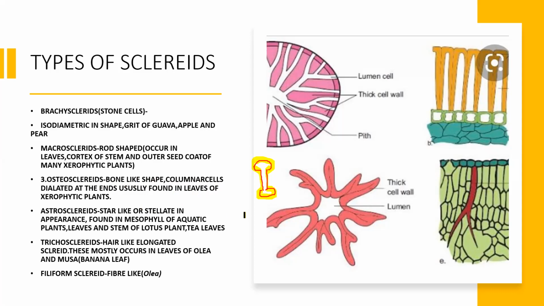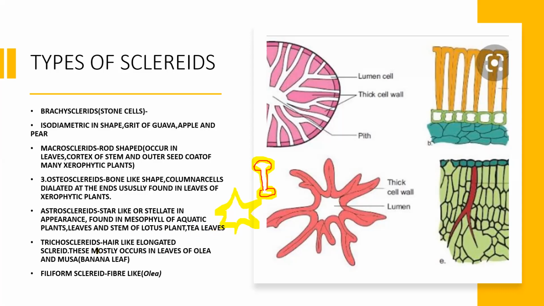Now, if it is star shaped like this, we can see here, this is star shape. The pink color is showing thickening. If it is star shaped, then it is called asterosclereid, and usually found in aquatic plants and in the mesophyll tissue of aquatic plants, in leaves and stems of lotus, nilambo, water lily, and tea leaves.